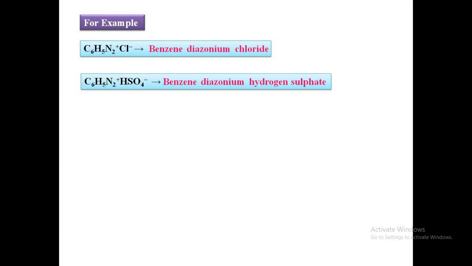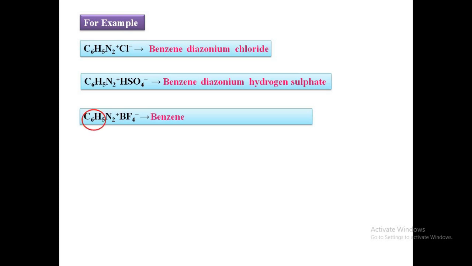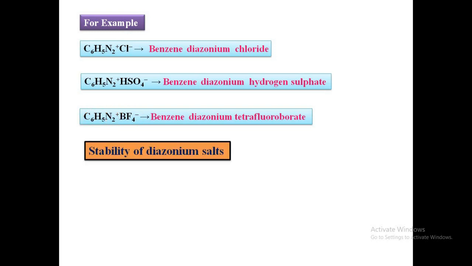Now the third example, C6H5N2+ BF4-. So again the first part is benzene, next is diazonium, and the third one is tetrafluoroborate. Now let's discuss about stability of diazonium salts.